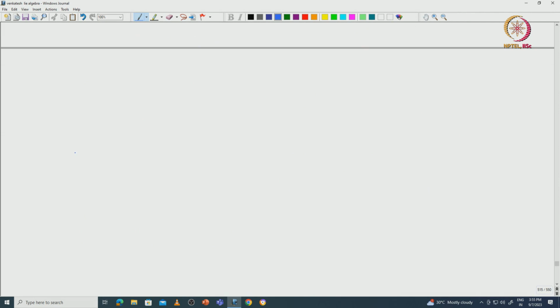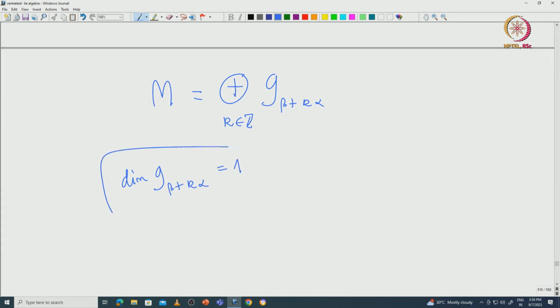Now we will try to understand the SL2 alpha module structure of this direct sum of g beta plus k alpha, where k runs over the integers. Note that the dimension of each g beta plus k alpha is 1.